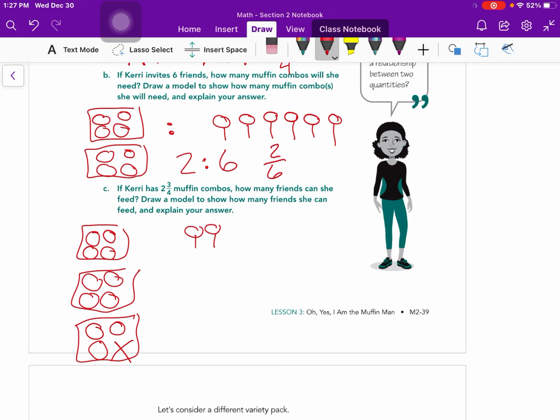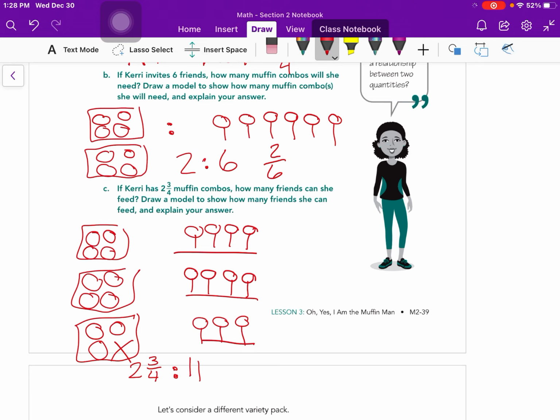All right, well, we already know 1, 2, 3, 4 people per muffin combo. And then 3 people can eat this last one if she hasn't already eaten it. Okay, so the ratio would look probably like this: 2 3/4, and 4, 8, 9, 10, 11 people total. So 2 3/4 to 11. Great work.